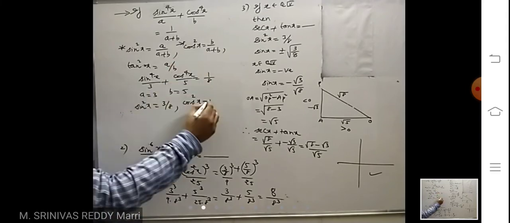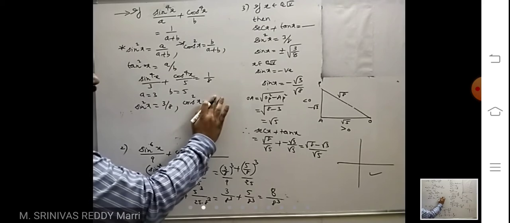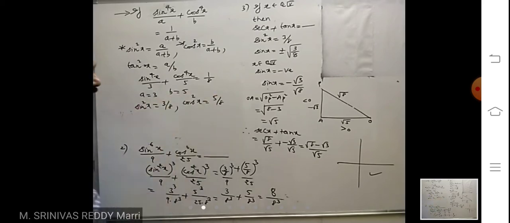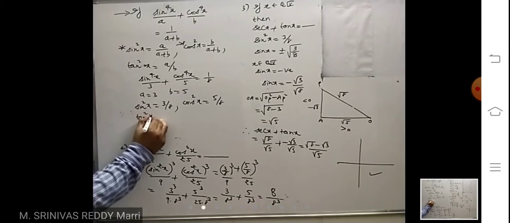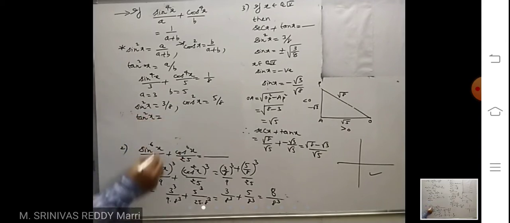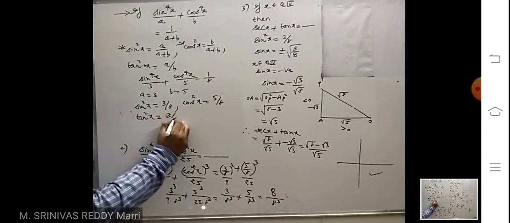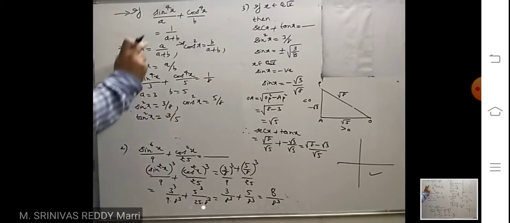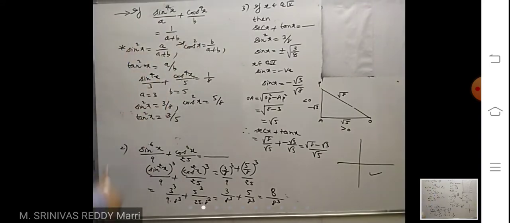Cos square x is what? B divided by a plus b, 5 divided by 8. By using this shortcut, you can write easily. Tan square x is what? First question. A divided by b. In one step, you will get 3 divided by 5. Like that, whenever it is given A, it is B, and A plus B is there, you proceed in this manner by using shortcut.